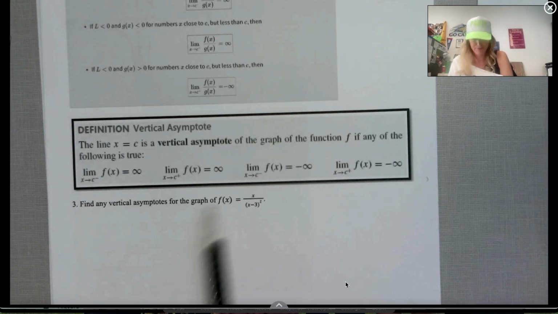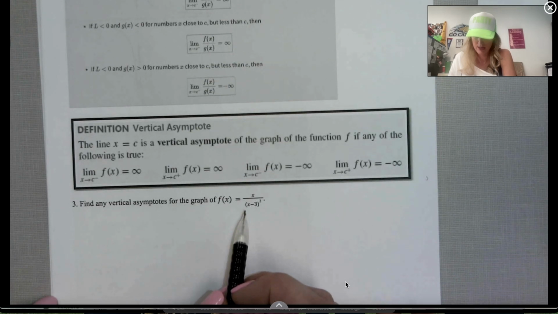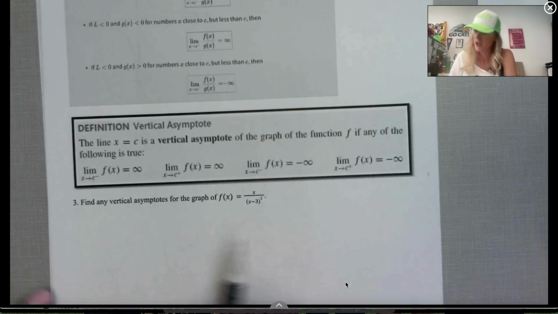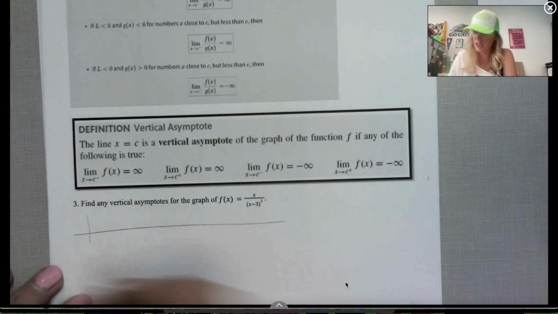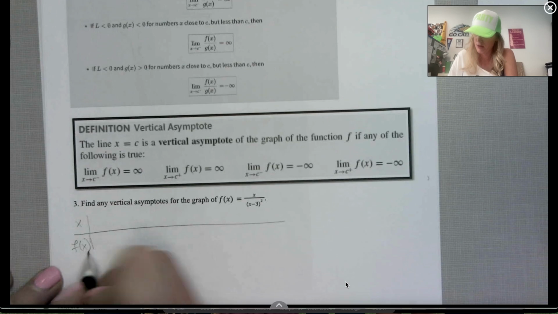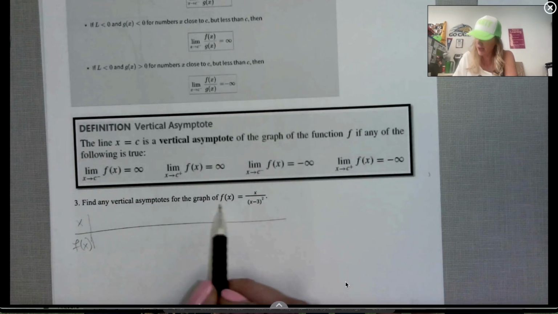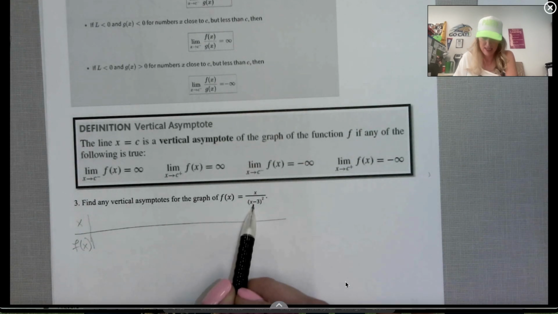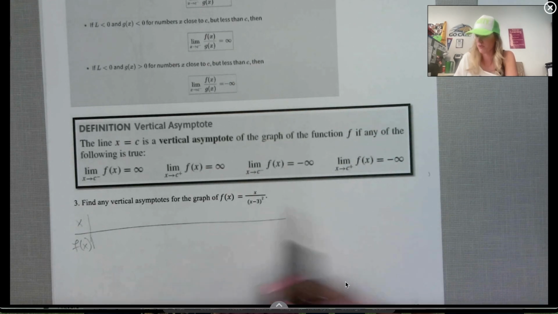So what I did on this one, you guys, just to look at this a little more concrete, is looking at some values. So if I'm looking for the limit as x approaches 3, okay? So why did I pick 3? Well, 3 is what would make this denominator equal 0, right?